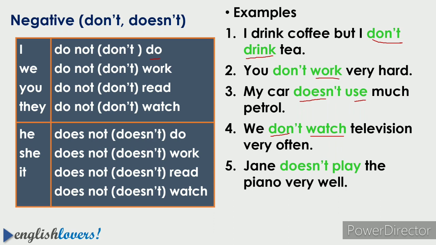Jane doesn't play the piano very well. Here also Jane is the subject, which is singular, so the singular verb does, and then the contraction of not, and then the base form, play. So this is the negative form, don't and doesn't: don't or doesn't plus the base form of the verb.